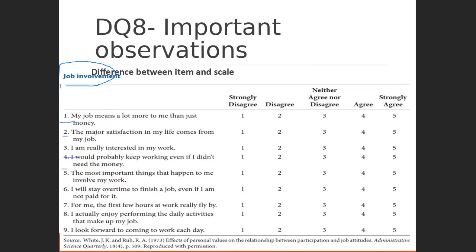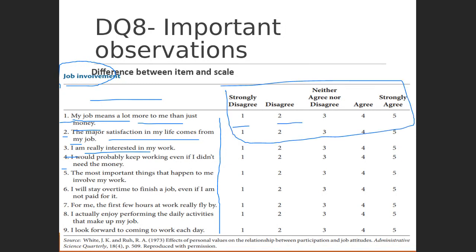Okay, for instance, the first question states, my job means a lot more to me than just money. Major satisfaction in my life comes from my job. I'm very interested in my work. All these questions are used to measure job involvement. Now these are the items. Okay, so basically these are the items, and right there in the front of these items, adjacent to these items, this is the scale to measure job involvement.